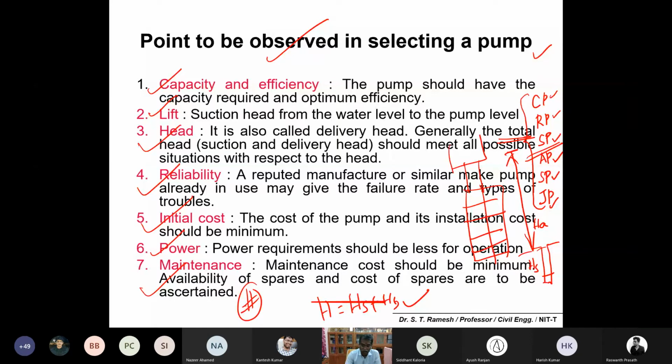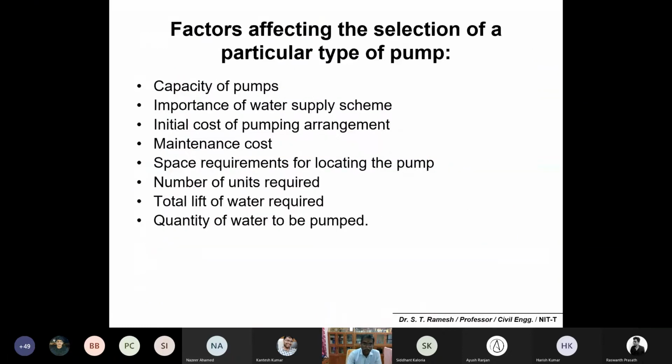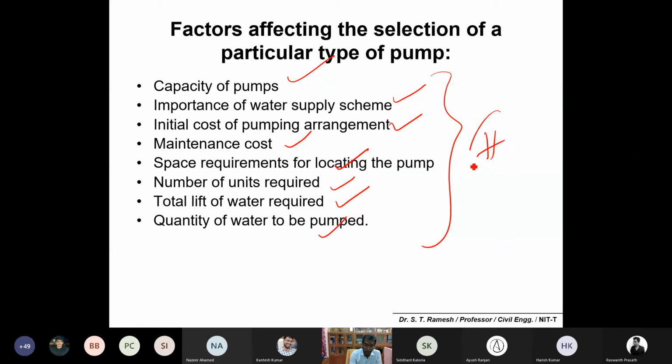So these are the points to keep in mind while selecting these pumps: centrifugal, reciprocating, submersible, air lift pumps, screw pumps, and also jet pumps. These are the main factors, listed again: capacity, the importance of the supply scheme, initial cost, maintenance cost, space requirement, number of units required, total lift, and the quantity of water to be pumped. So these are the important factors which affect the selection of the pump. Is it okay?